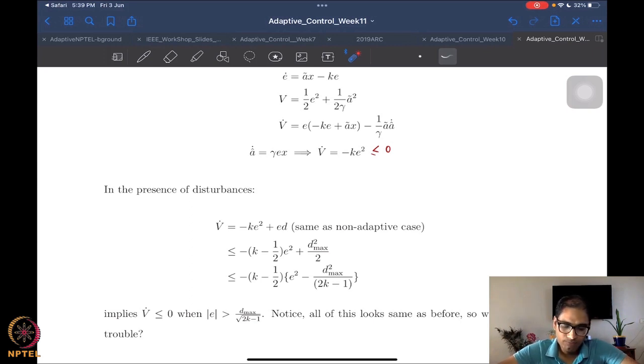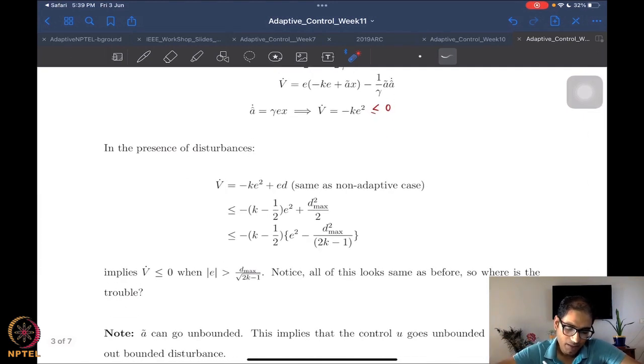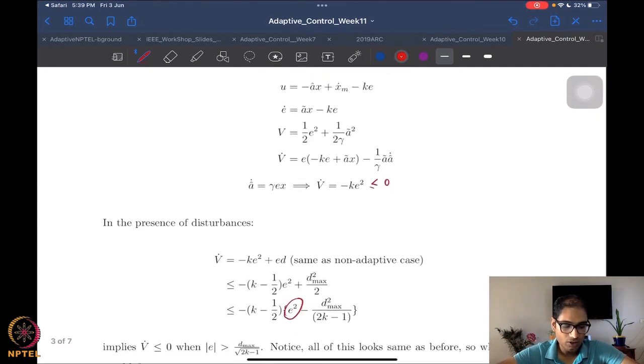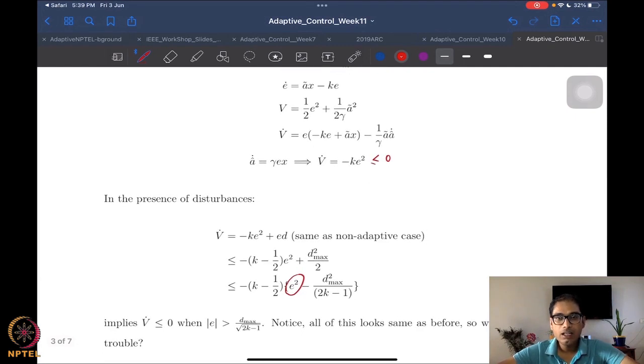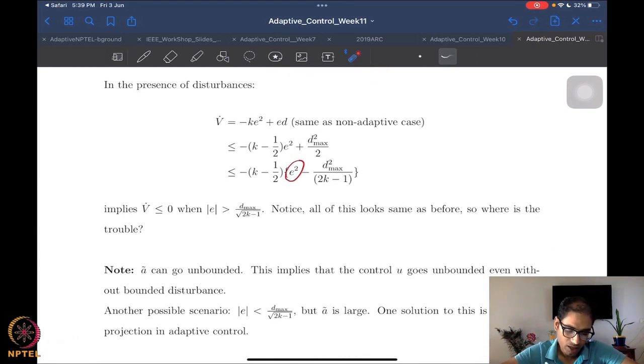All right. So great, I have this V dot, and now I continue my analysis. I do the same thing, minus k minus half e squared plus d max squared by 2, and I get this expression. Now notice the key difference here. I write this as e squared and not as V, because this is not V anymore. In the non-adaptive case, this was in fact my candidate Lyapunov function, but in this case, it's not. It's just a piece of it, because the candidate function also has this other term. So this implies V dot is less than or equal to zero whenever e is greater than this.